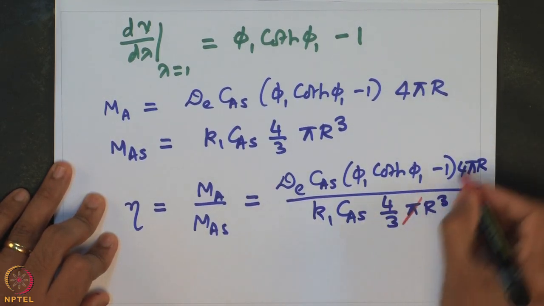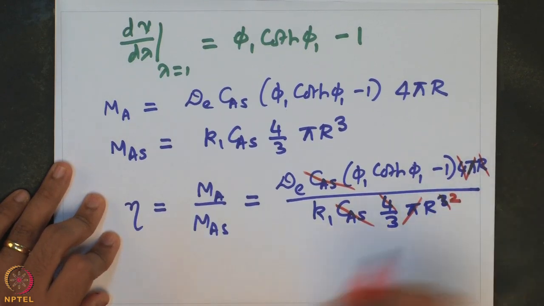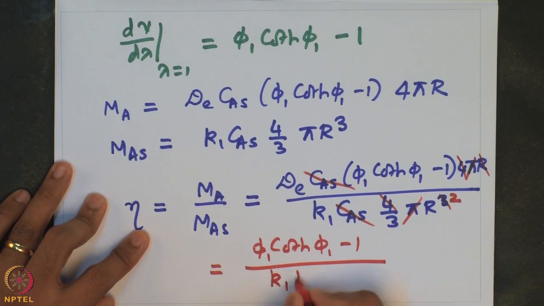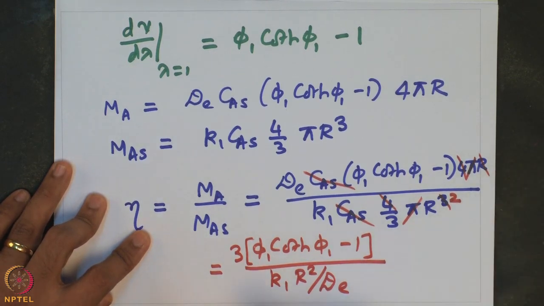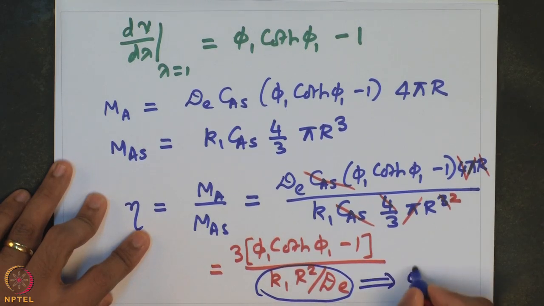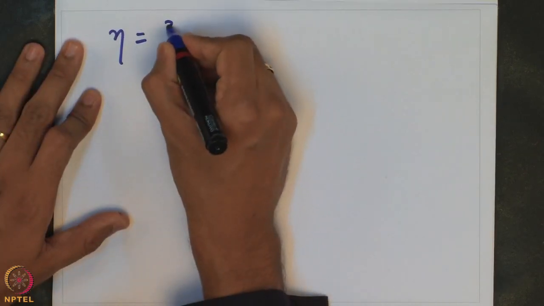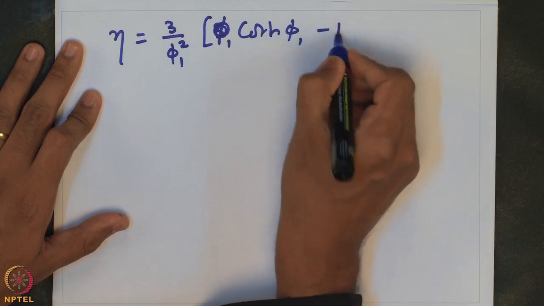So, we can cancel out the like terms here: pi goes away, we can cancel out 4, CAS goes away, and one R we can cancel out. We will get phi 1 coth phi 1 minus 1 divided by K1 into R square by DE, and that whole multiplied by 3. What is this term in the denominator? This is nothing but phi square. So, we know that this is equal to phi 1 square, which is for the first order reaction. So clearly, the internal effectiveness factor eta for a first order reaction for a spherical catalyst particle is given by 3 times phi 1 coth phi 1 minus 1, divided by phi 1 square.